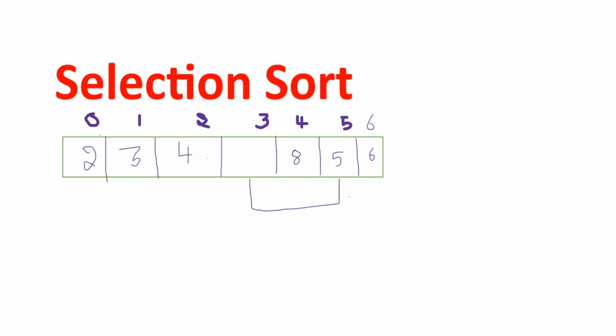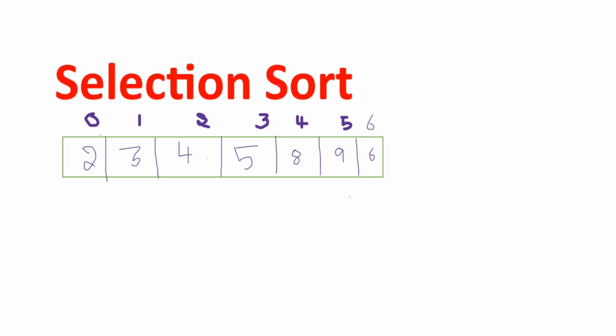We need to swap 9 with 5. In the place of 9, I need to put 5. In the place of 5, I need to put 9. So, 2, 3, 4, 5 are the sorted part. 8, 9, 6 are the unsorted part. Next, the current element is 8. Find out the smallest element in the unsorted part. The minimum element in the unsorted list is 6.